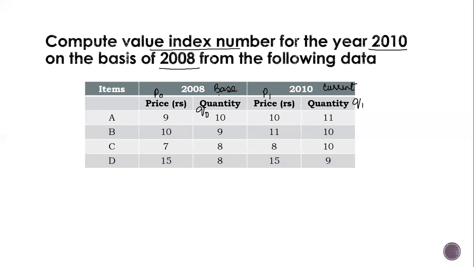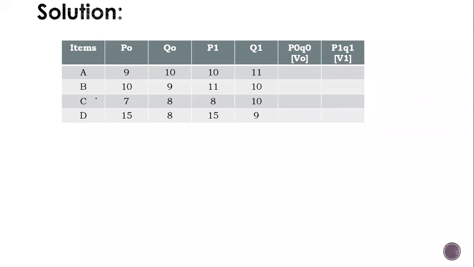So I have done the table over here: items, price of the base year, quantity of the base year, price of the current year, quantity of the current year. First, we will write the formula. What is the formula? Value of the base and the current year, V01, is equal to summation V1 divided by summation V0 into 100.